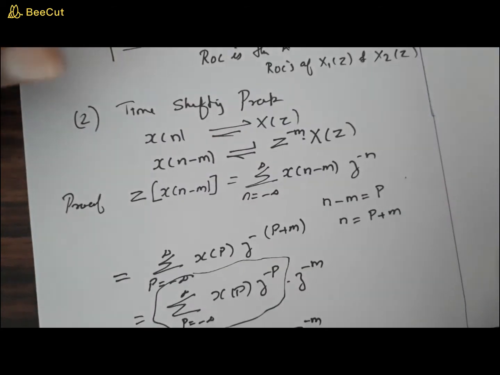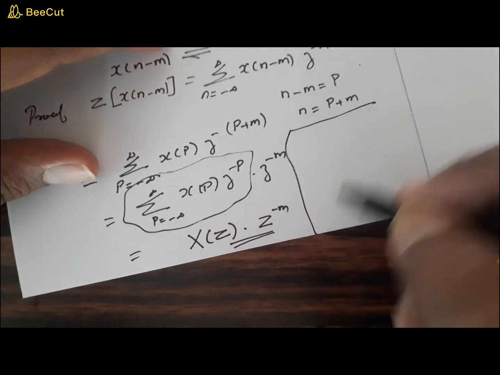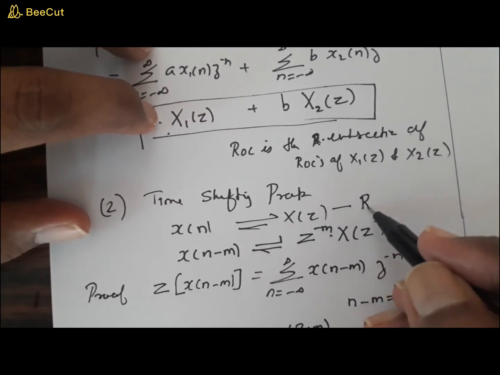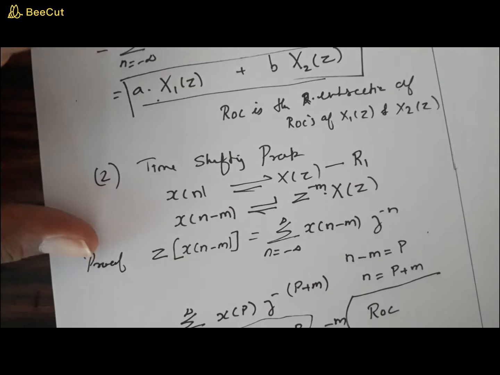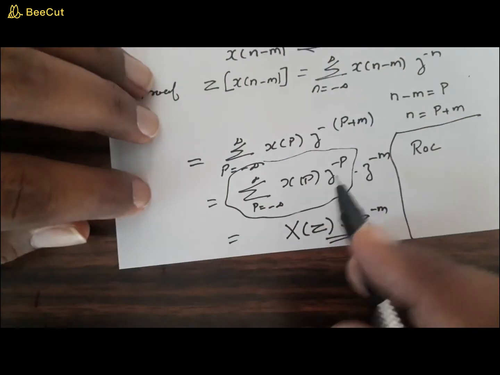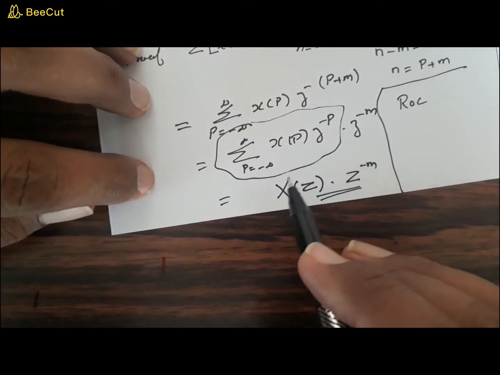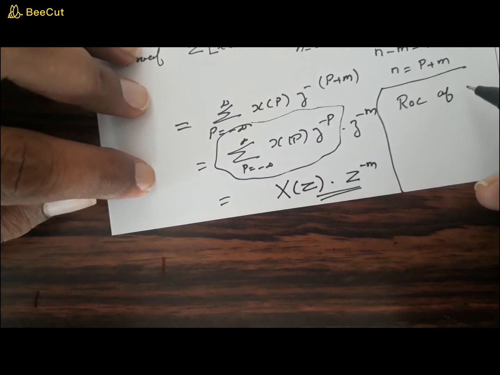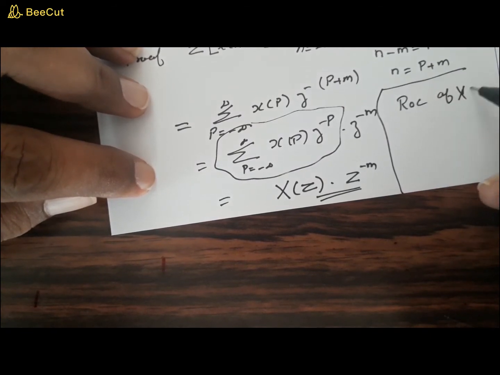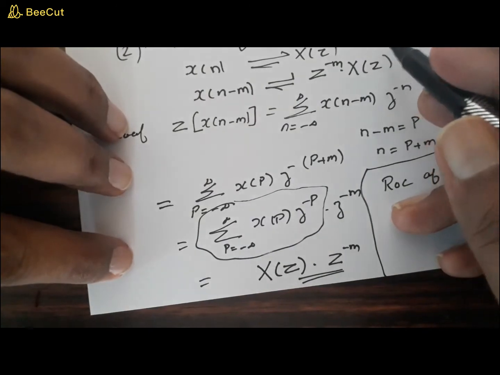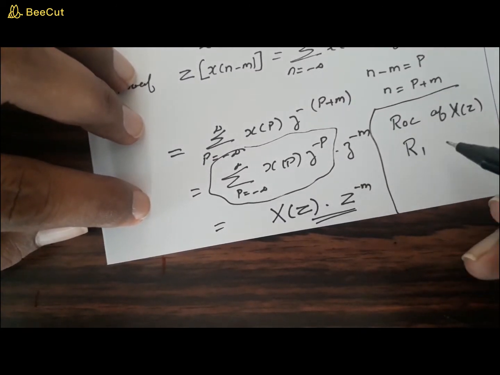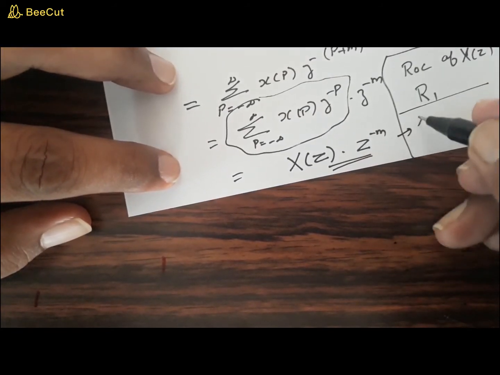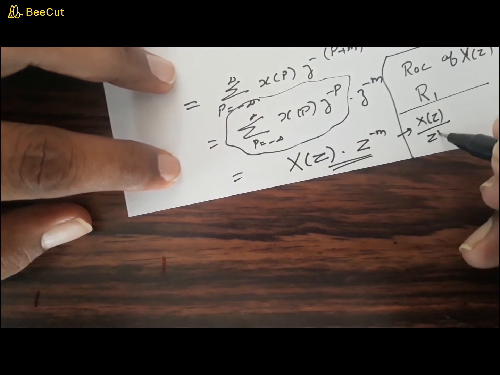Now what can you say about the ROC of this signal? This is also important. Suppose we call the ROC of X(z) as R1. The Z transform of x[n-m] has X(z), which means it will have the ROC of X(z) itself, which we have assumed to be R1. But you should exempt a point. What is this? X(z) can be written as X(z) by z^m.